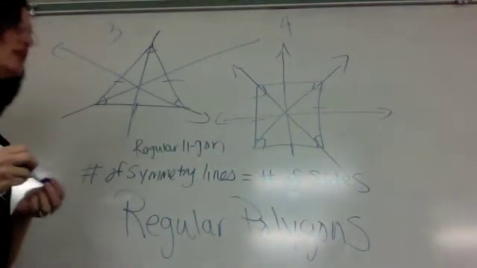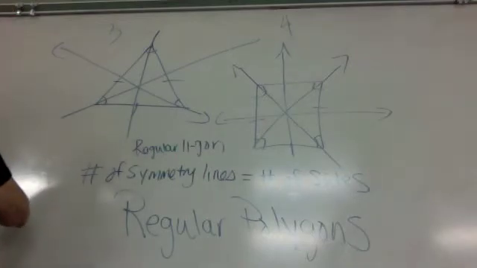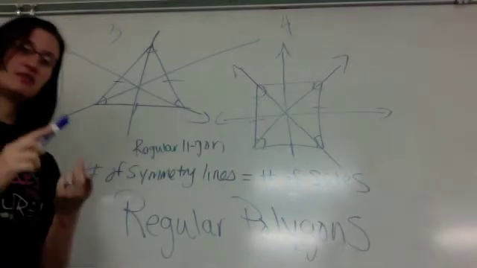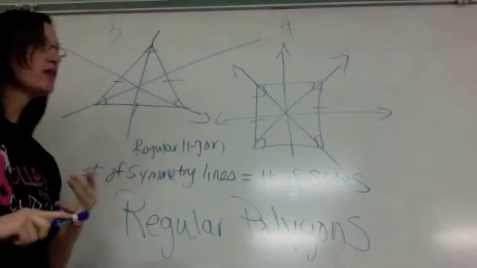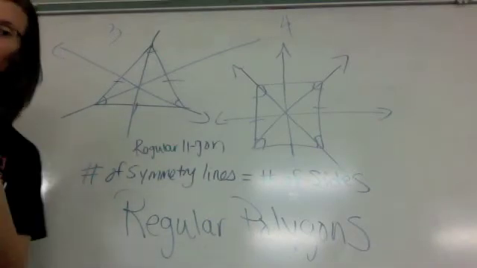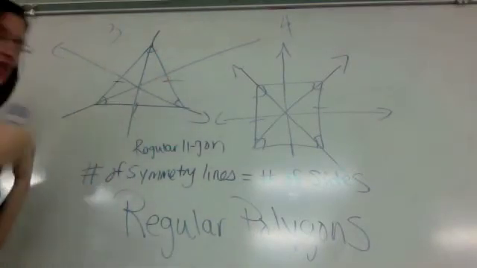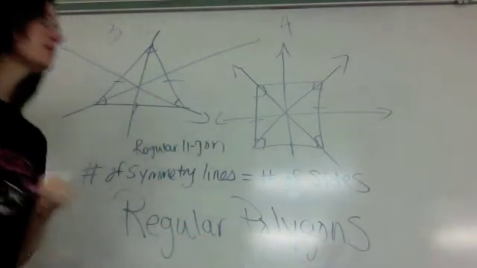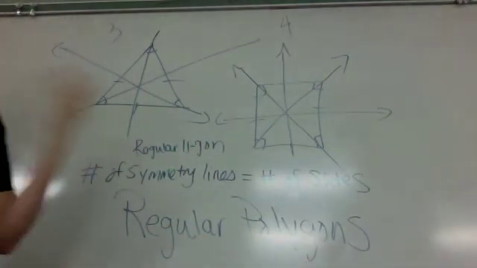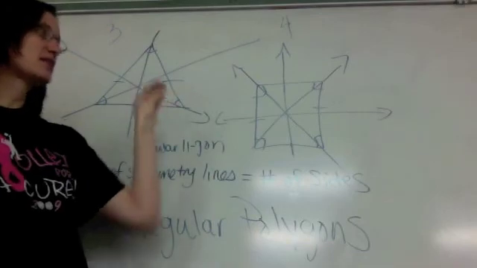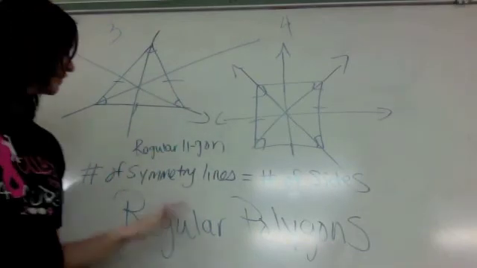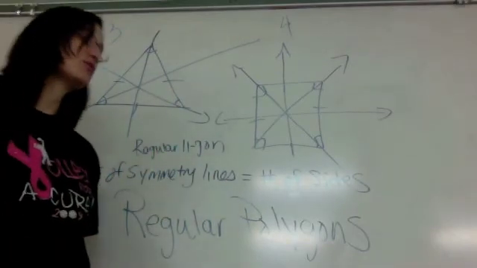And those are the main points of our regular polygons. Definition: convex, all equal sides, all equal angles. Your square and equilateral triangle are the only specially named ones. After that, it's just regular, whatever the polygon name is, regular pentagon, regular hexagon. You find the missing angles by finding the sum divided by the number of angles you have, and your number of symmetry lines will always equal your number of sides.